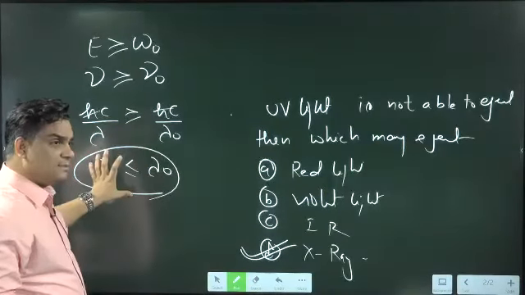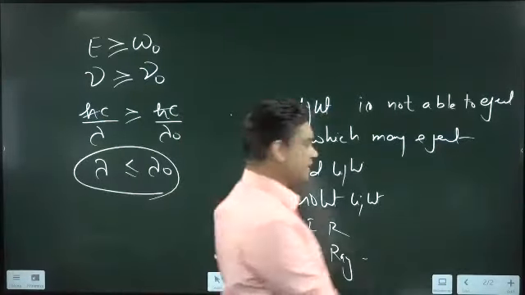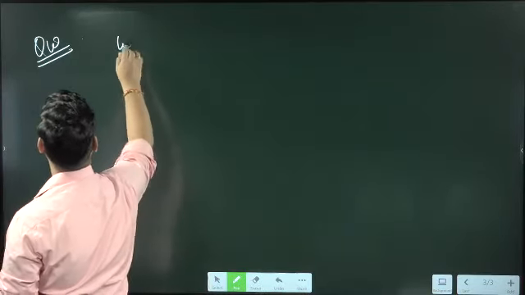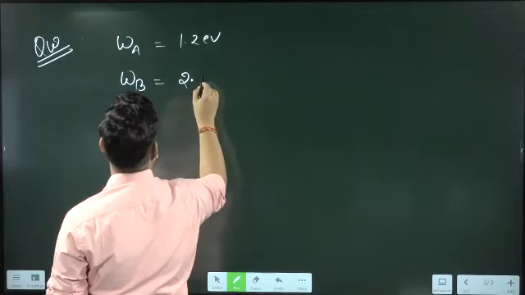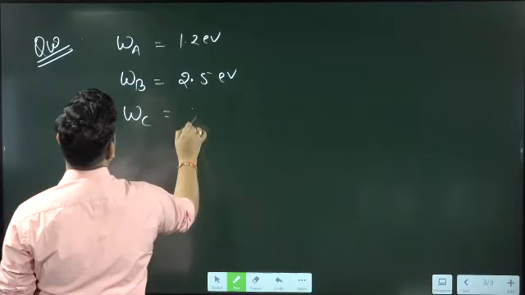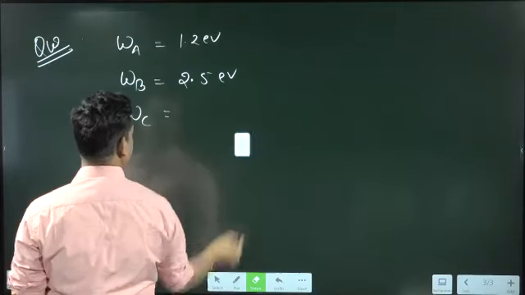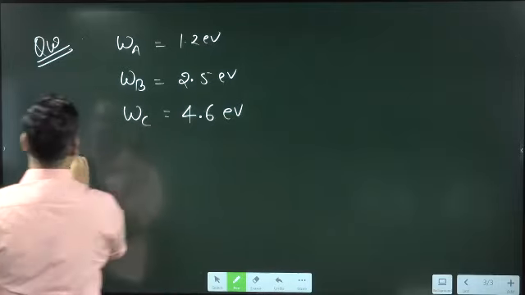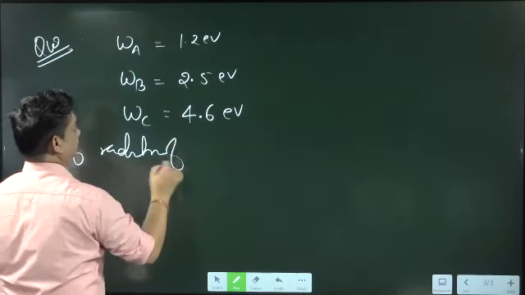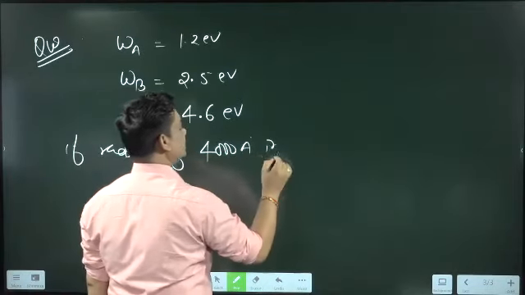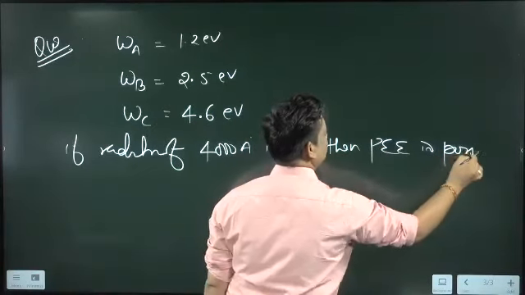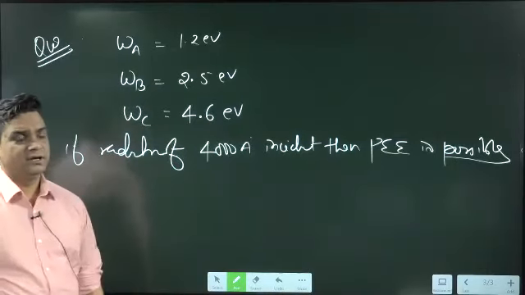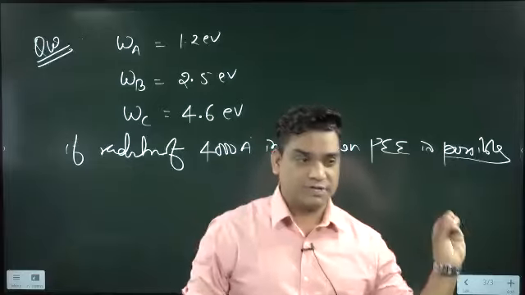I will be giving a wavelength, and then I will be asking which material it can eject from. Like I'm giving one question here. The work function for some materials: WA is 1.2 electron volt, WB is suppose 2.5 electron volt, WC is suppose 4.6 electron volt. If radiation of 4000 angstrom is incident, then PE is possible with what? Energy should be more than the work function, then only it will be possible.